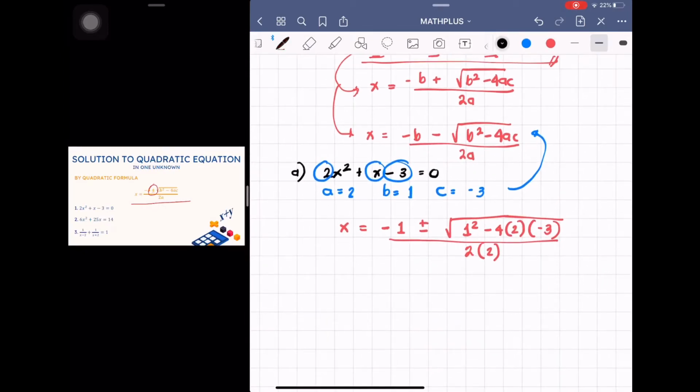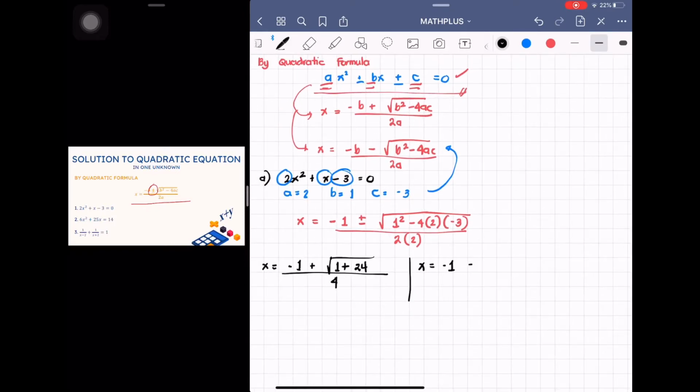So the first solution would be x equal to negative 1 plus the square root of 1 minus, so that would be positive, right? 1 plus 4 times 2 is 8 times 3. So you get 24, all over 4. And then the other root would be x equivalent to negative 1 minus the square root of 1, still minus 4 times 2 times negative 3, so you get plus 24 still, all over 2a, so that's still 2 times 2, so you get 4.